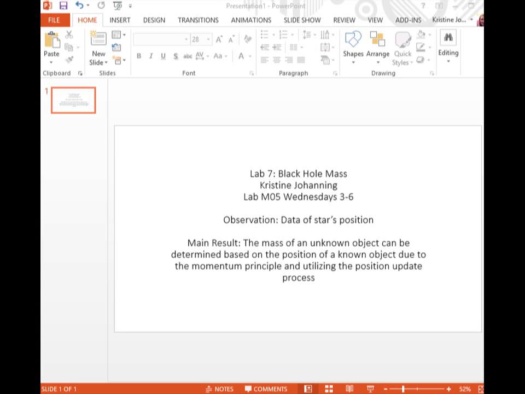I used the information provided through WebAssign and altered the code from the in-lab portion to fit the current situation. The observation is the data of the star's position. The main result was that the mass of an unknown object can be determined based on the position of a known object due to the momentum principle and utilizing the position update process.